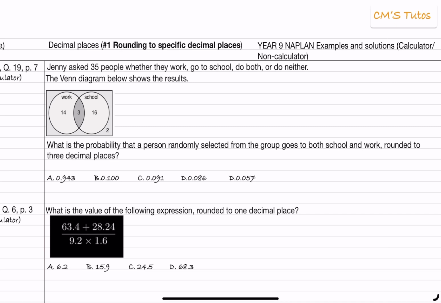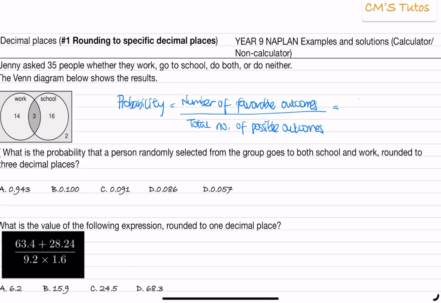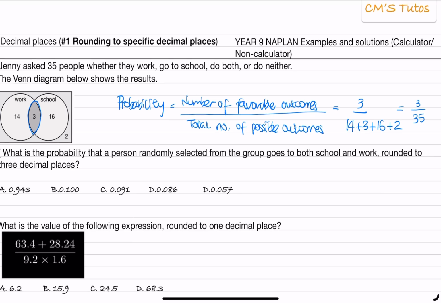So the question is asking you for the probability. We know the probability formula is the number of people who go to both work and school over the total number of possible outcomes. So it's just adding the whole thing up, which is 14 plus 3 plus 16 plus 2 out of the total people. So I'm just going to pop this 3 out of 35 in the calculator, and we get 0.08571, and the whole thing goes on.